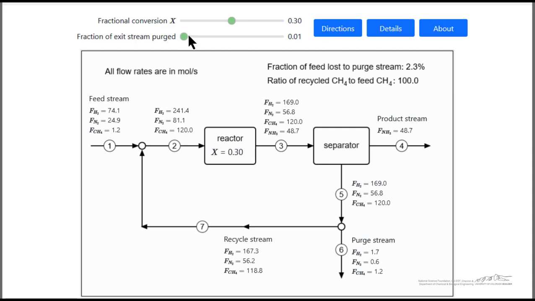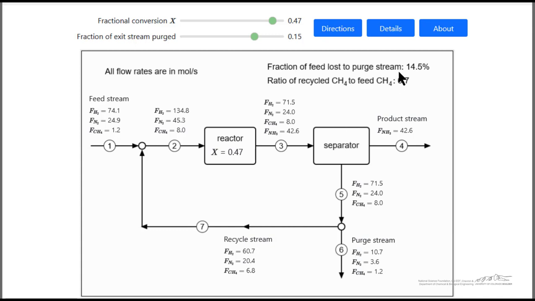If we go to the other extreme and have a high fraction that's purged, then the flow rate is only a ratio of 6.7 methane in recycle to methane in feed, but we're losing more than 25% of our reactant. That's an unacceptable way to operate. Obviously, as we increase the fractional conversion, we're losing less of our reactant in the purge stream.